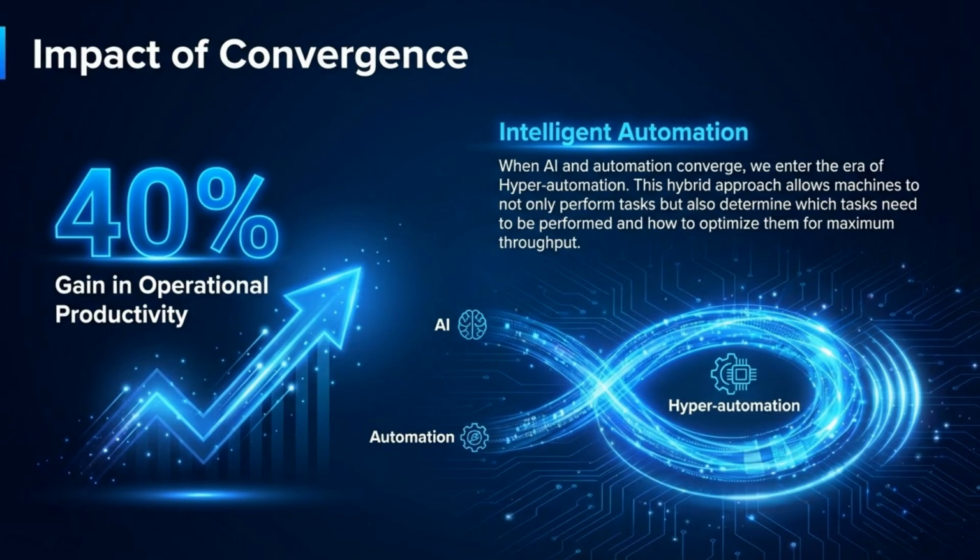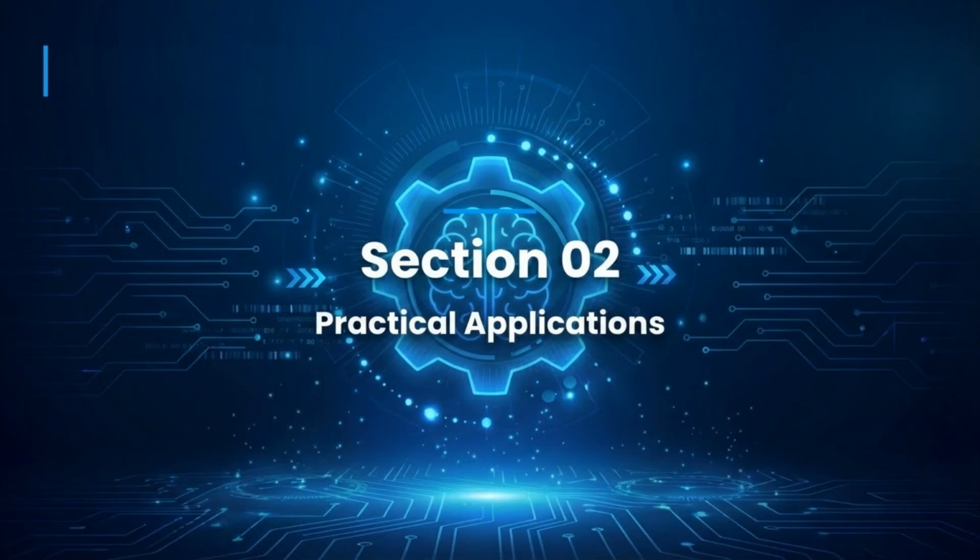The convergence of AI and automation creates hyperautomation, leading to a 40% gain in operational productivity. This intelligent automation determines what tasks are needed and how to optimize them. Now we move to Section 02, where we will explore practical applications.